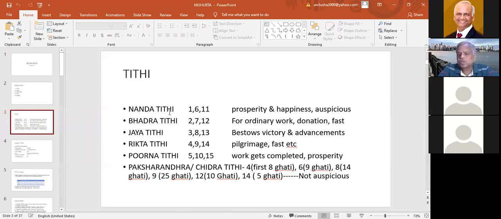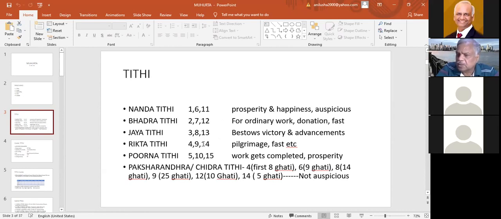So now, depending on the name, as the name indicates or the meaning of the name, we can do that type of work during that particular Tithi. Nanda means celebration. So prosperity and happiness, this is supposed to be an auspicious Tithi. Bhadra, as the name indicates, this is only for ordinary work, some donation or fast or any type of ordinary work we can do during this time actually. Jaya Tithi means it ensures victory, bestows victory and advancement. So this is supposed to be one of the best Tithi.